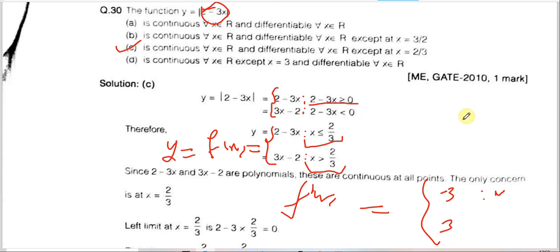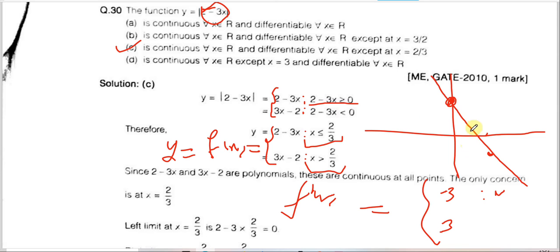Now the second method was to plot the graph. By the graphical method, how do we plot the graph? First plot the graph of 2 minus 3x. Put x equal to 0, the value will be 2, and put x equal to 1, its value will be minus 1. So this is the graph of 2 minus 3x.